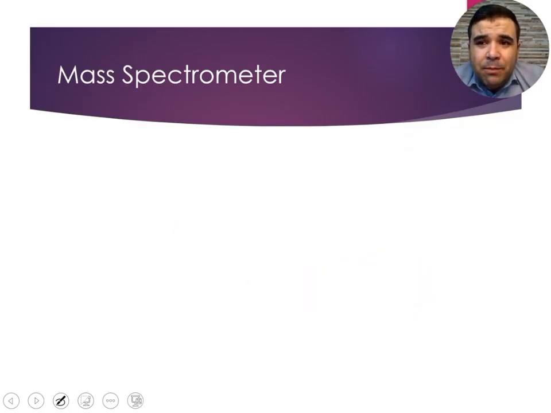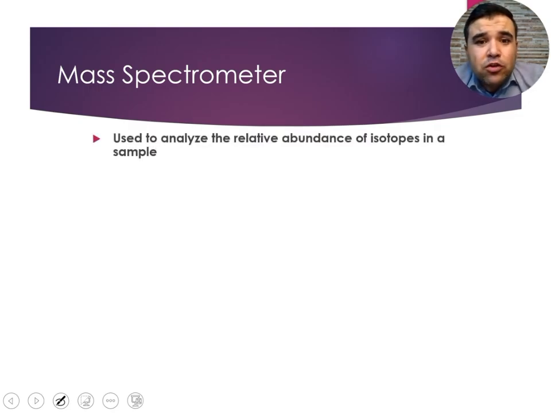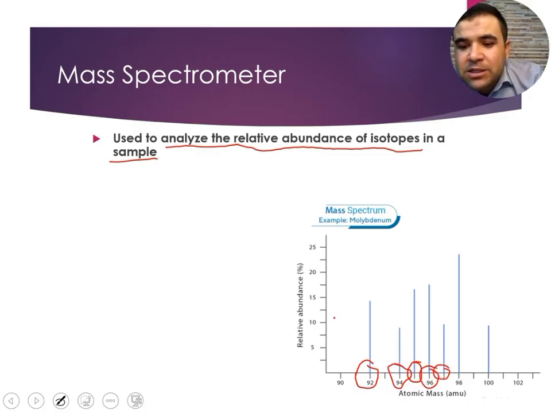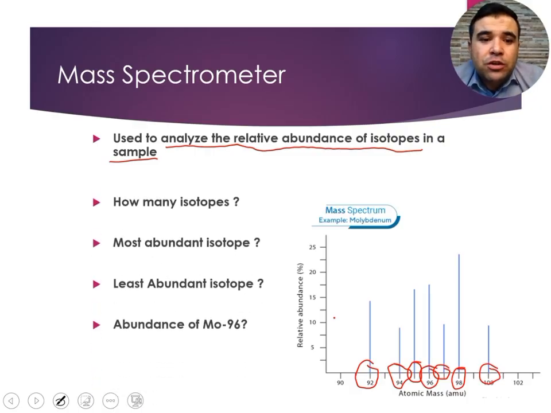With the average atomic mass, we have the mass spectrometer. The mass spectrometer is used to analyze the relative abundance of isotopes in a sample. Usually it's provided in the form of a graph like this. It shows the different isotopes. Each line here corresponds to a specific isotope, guys. So we should be able to read this spectrum of each element and answer the following questions.